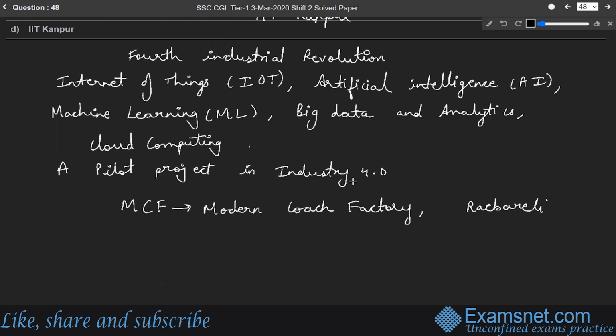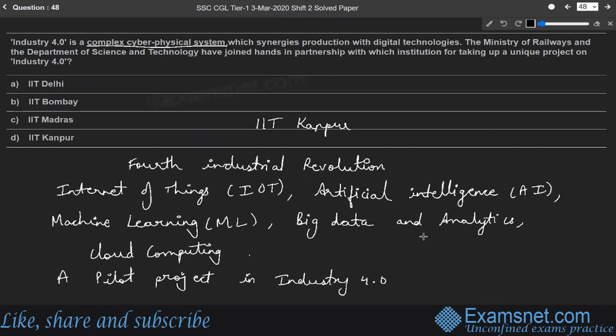So this is a pilot project for ushering in Industry 4.0 in the country that is launched for the implementation at Modern Coach Factory, referred to as MCF, at Raebareli. And that is why the Ministry of Railways and Department of Science and Technology have joined hands in partnership with IIT Kanpur for taking up such a unique project on Industry 4.0. So, the institute where they joined hands is IIT Kanpur. So, for this question, the correct option is option D. I hope you are clear with this question.